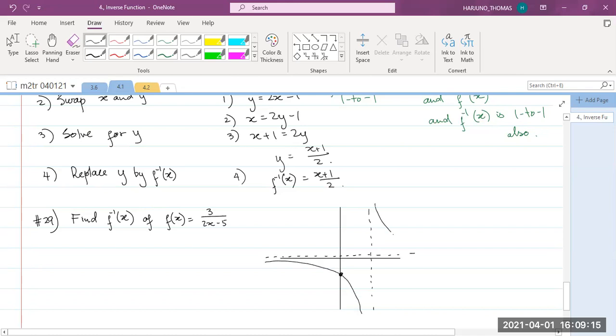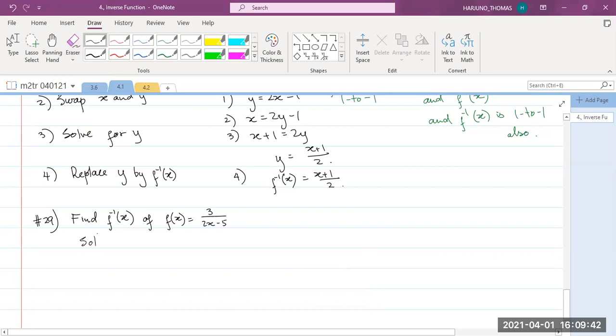So it is a one-to-one function. Now, they don't ask you to prove that anymore. Once they ask you to find the inverse function, it means it is already assumed that it is one-to-one. Now, find the inverse function.